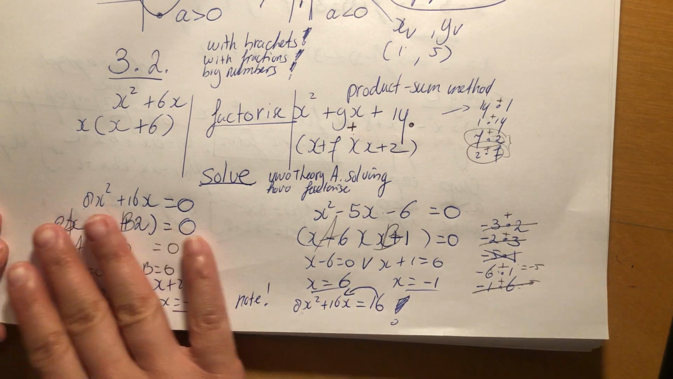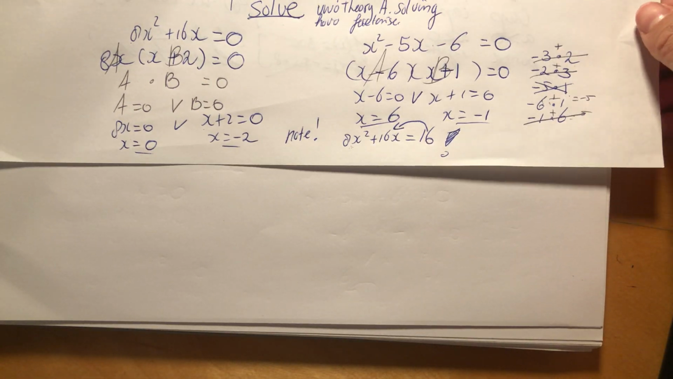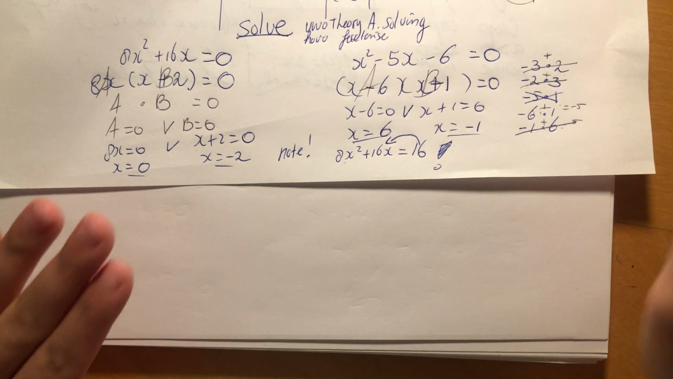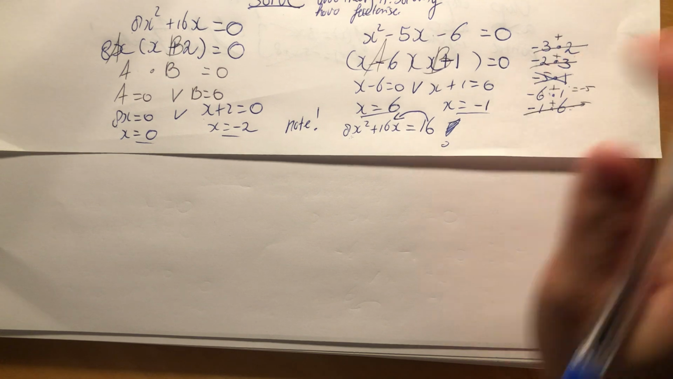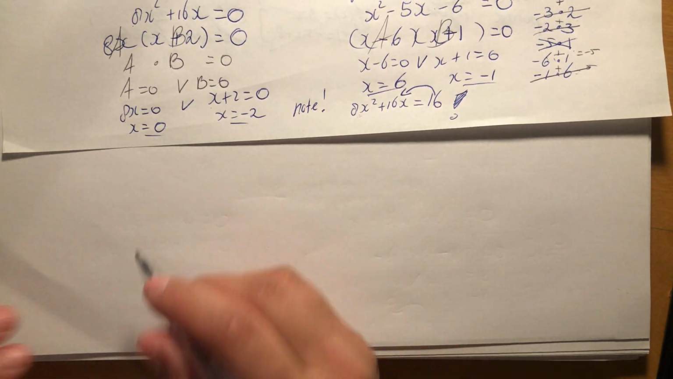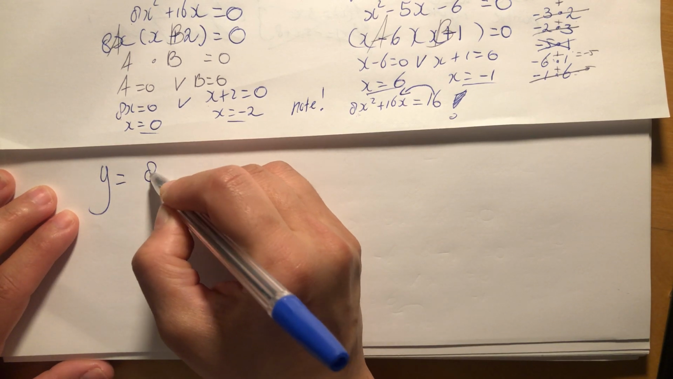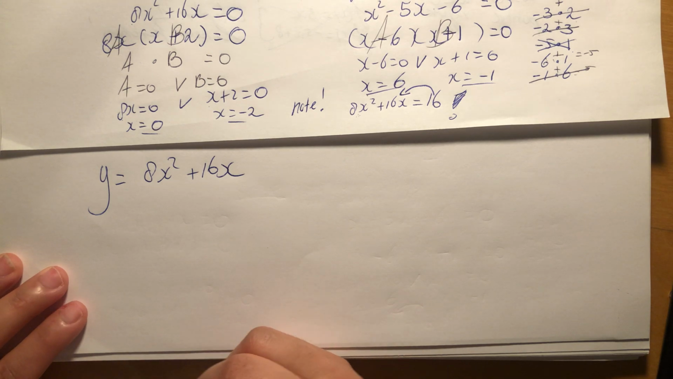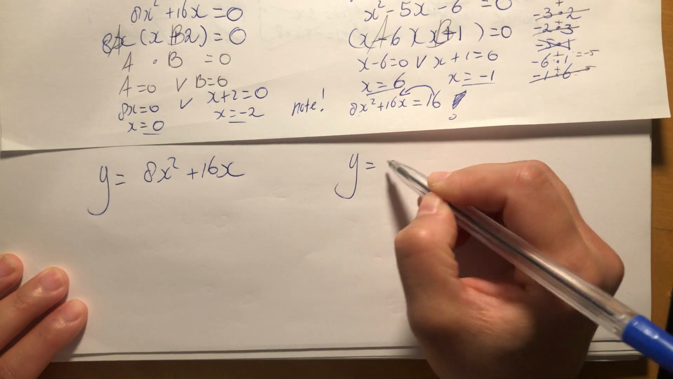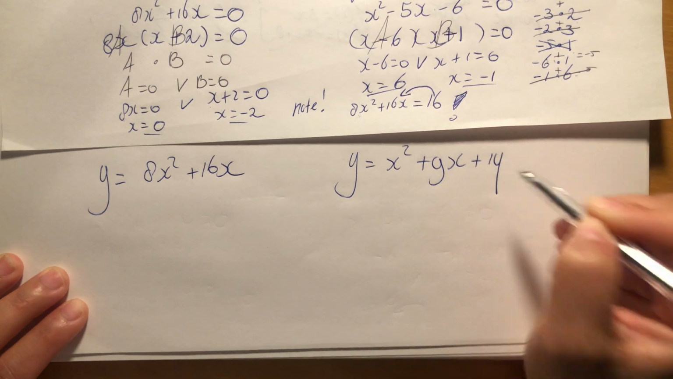Okay. Now, let's have a look. Let's save this up here. I don't want to lose that. So I hope you can still see it. Yes. Okay. So I'm going to copy this here. But now I'll create formulas. So for example, y equals x squared plus 16x. And another one, y equals x squared plus 9x plus 14.